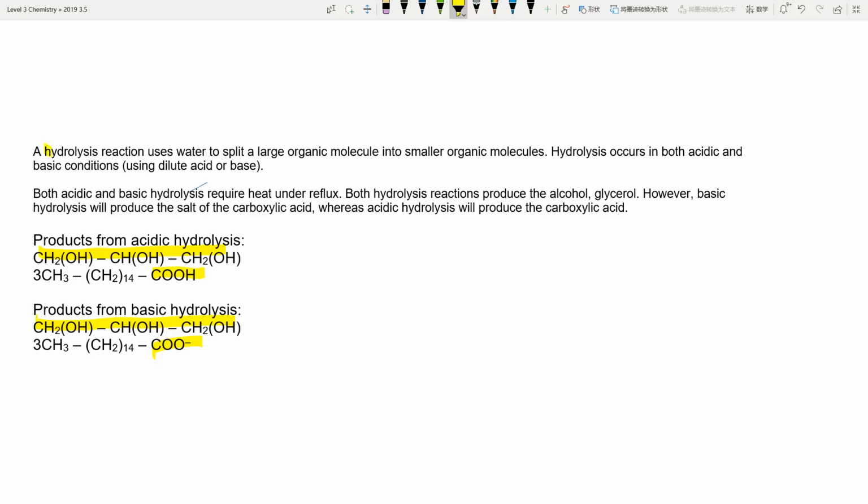So just remember hydrolysis, you split large molecules into smaller molecules. You can do this in acidic or basic conditions. You have reflux, that means just heating it. Keep everything in the solution, heat. It's kind of like a pressure cooker if you think about it in a way. Then you make the alcohol and the glycerol, the glycerol and the carboxylic acid, and then in acidic condition, nothing happens. In basic condition, the acid gets neutralized.